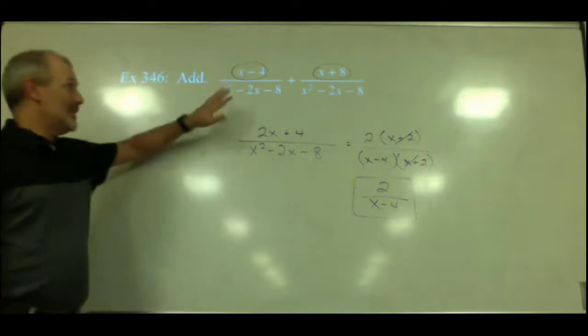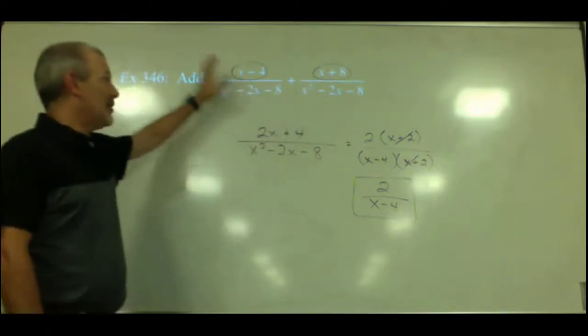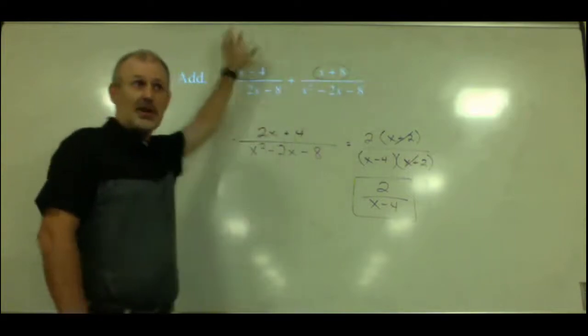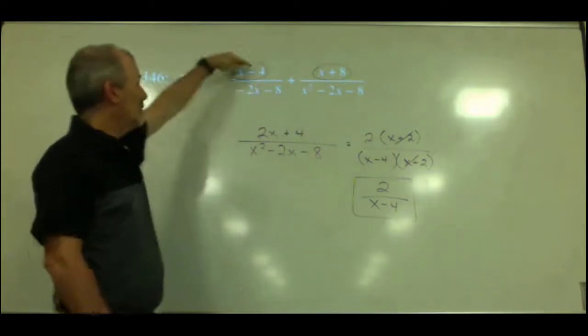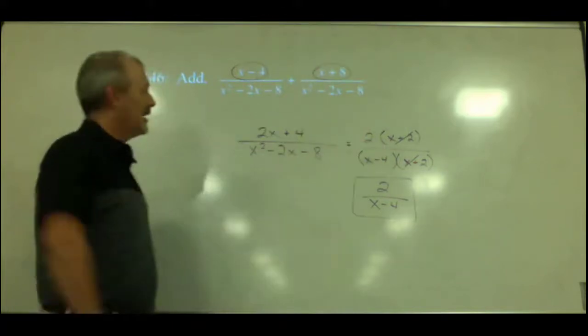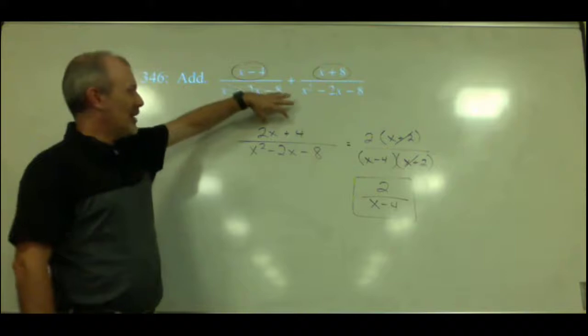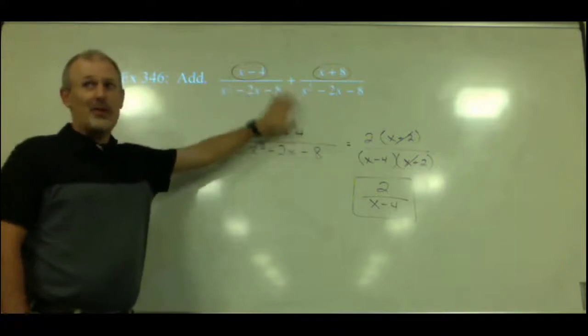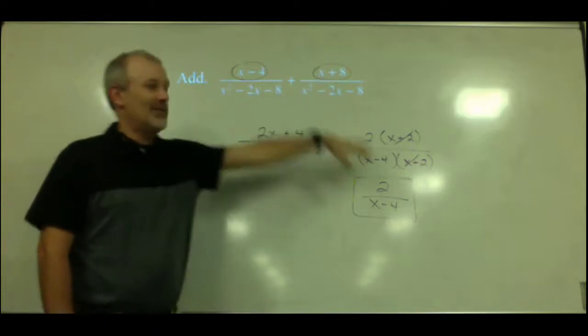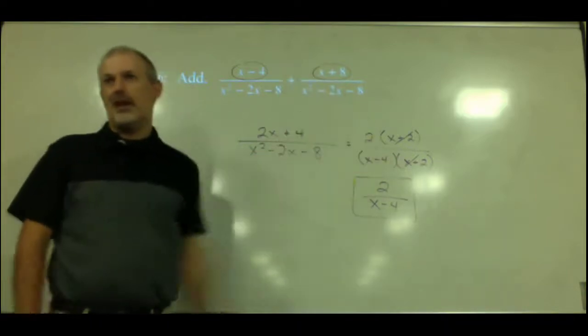But this is the key. Once you have a common denominator, you just add straight across. Just add the like terms. So x plus x, 2x, -4 plus 8 is 4. And you just write them down. And then, yes, if you can factor the numerator, go ahead and do that, and then see if you can factor the denominator and see if anything cancels. If you can't factor the numerator, I wouldn't worry about factoring.